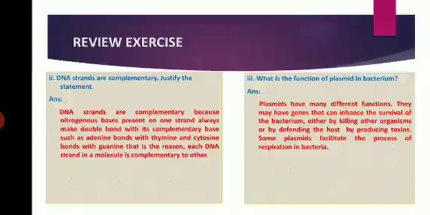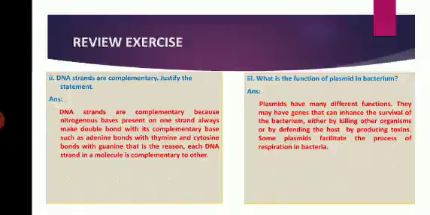Now moving towards question number 3: what is the function of plasmid in bacterium? What is plasmid? Plasmids are additional circular pieces of DNA and they are present in the cytoplasm. Now what do they do? Plasmids have many different functions. They may have genes that can enhance the survival chances of the bacterium, so that bacteria can live for long.